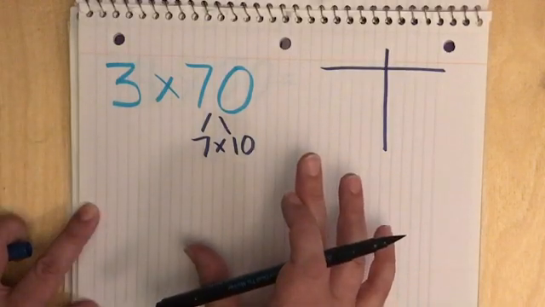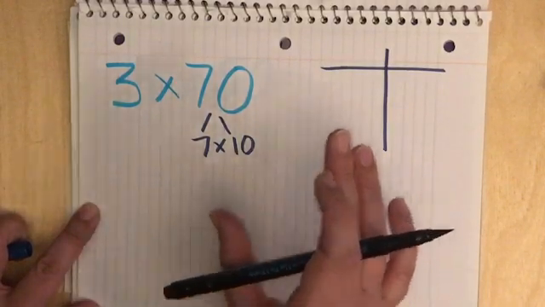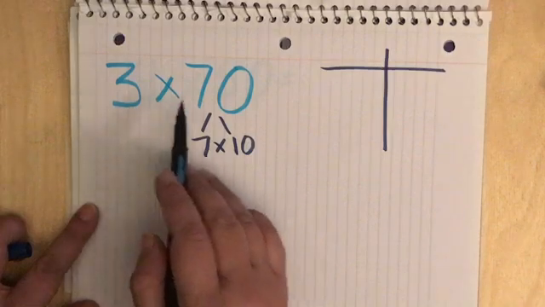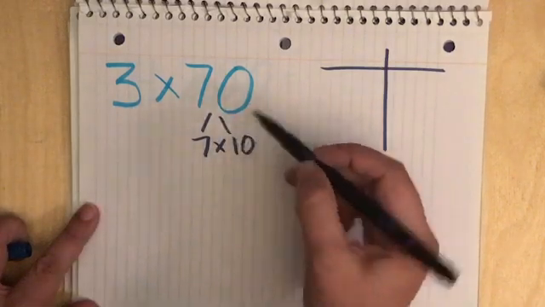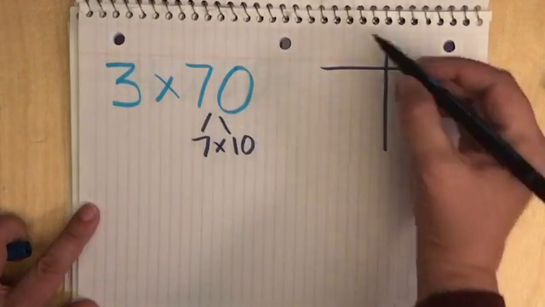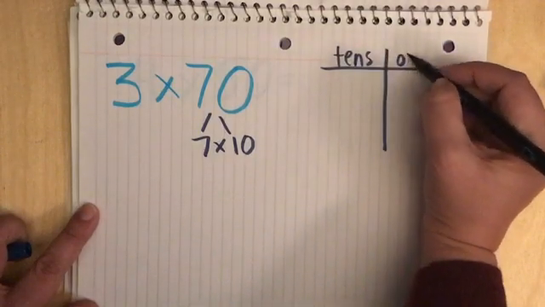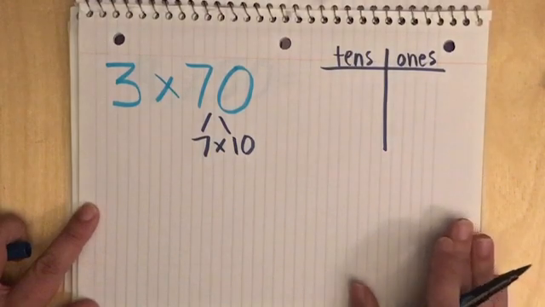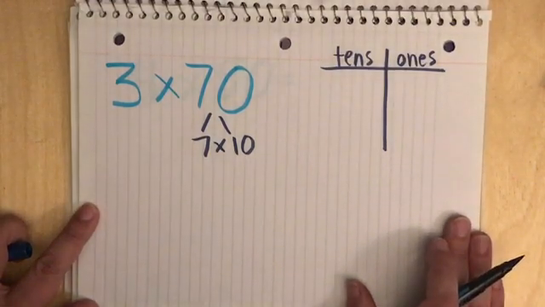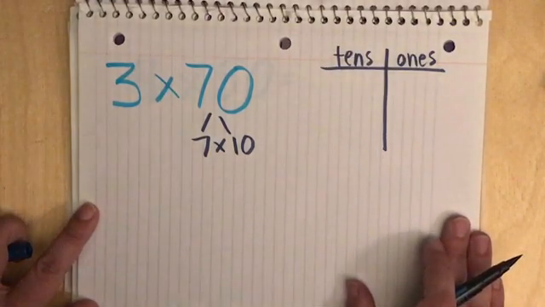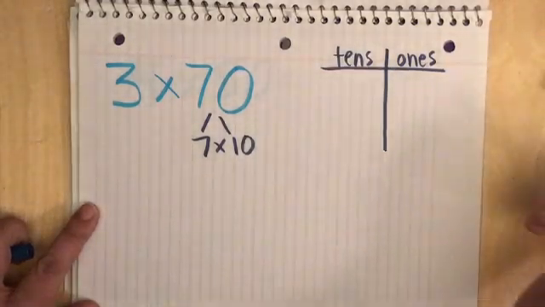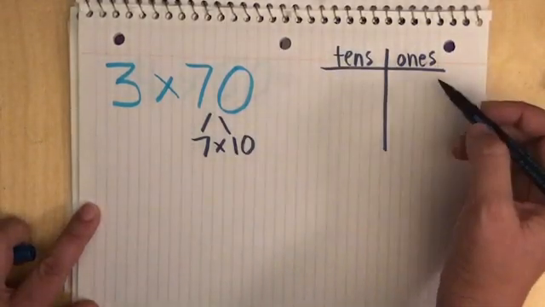I want you guys to write this part on your notes. Sorry, should have said that. All right, so on your notes, you're going to write 3 times 70, and I want you to break apart the 70 into 7 times 10. And then we're going to draw our place value chart on the side. Go ahead and press pause and press play to catch up with me. Sorry about that. All right, hopefully you're caught up with me.